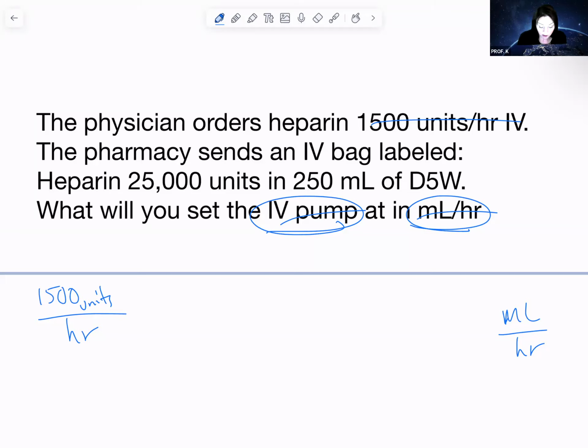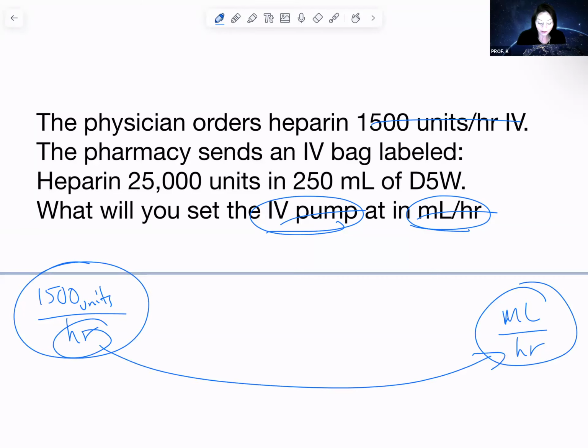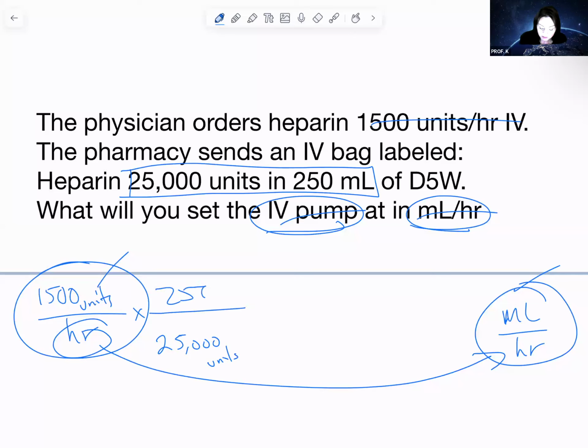So I know where I'm starting. The doctor's order, 1,500 units an hour, and I know where I'm going. Milliliters an hour. Got it. I got the hour. I'm good. How do I get rid of units and get to milliliters? All right, I'm going to look at my problem. Pharmacy sent me something. I'm liking it. 25,000 units in 250 milliliters. I'm using it. So 25,000 units in 250 milliliters. Beautiful. Gets rid of my units. I'm left with milliliters. Let's do some math.